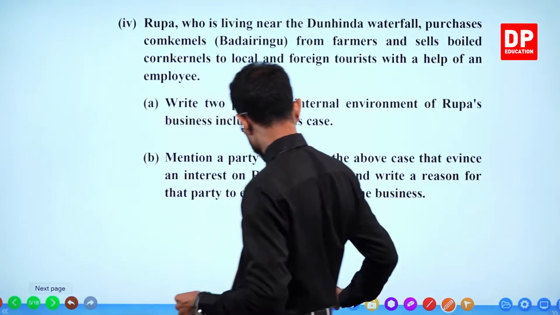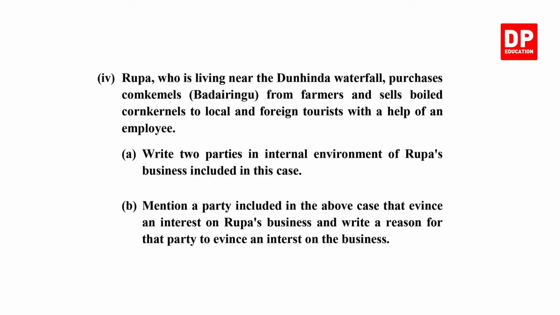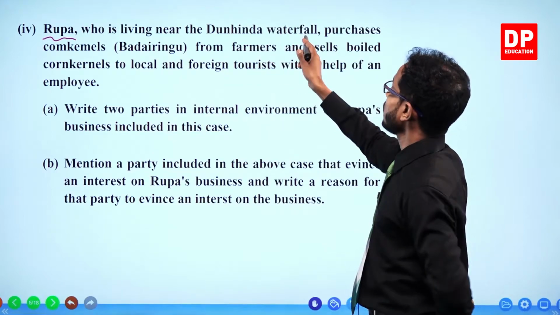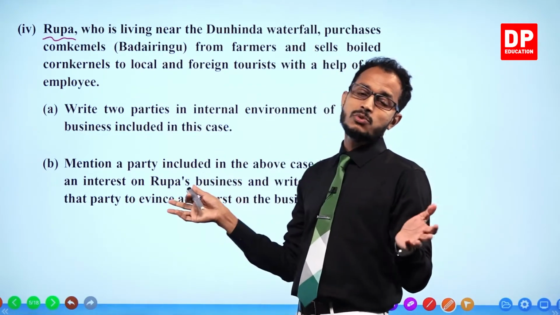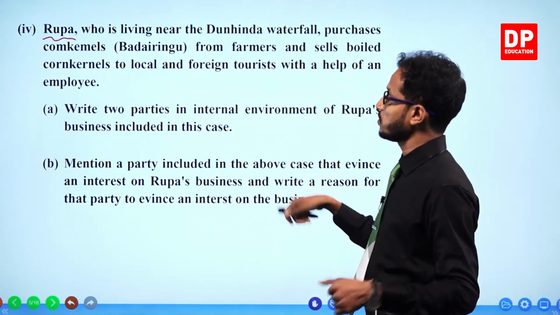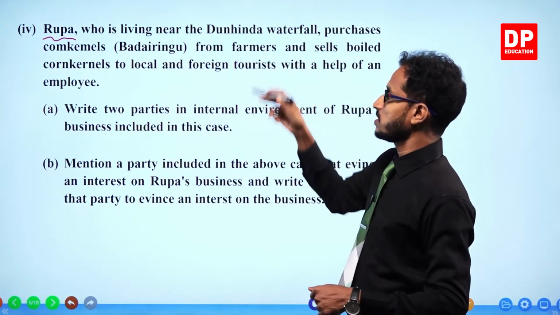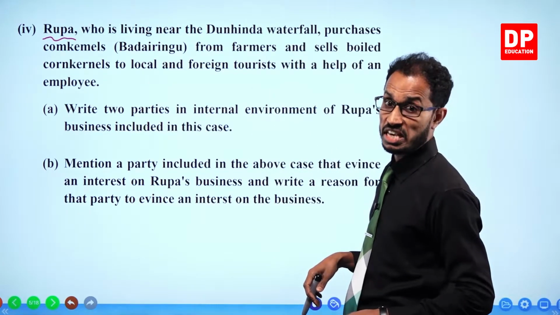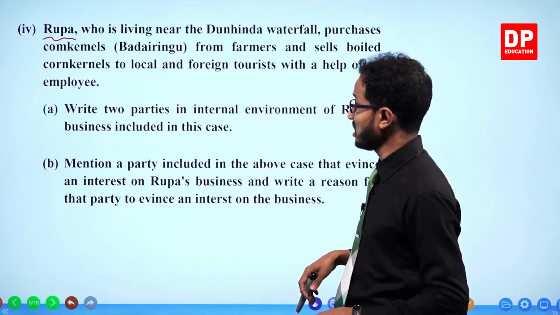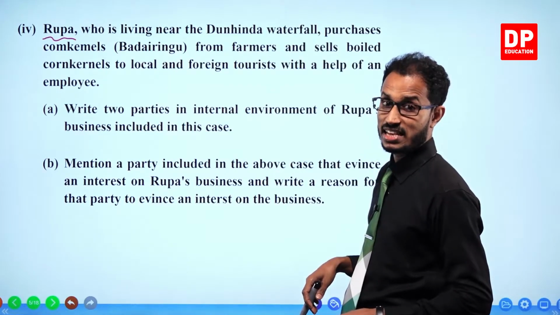Fourth part. Rupa. Only Rupa. Rupa, who is living near the Dunhida waterfall. What a beautiful place, Dunhida. She's living near the Dunhida waterfall. Lucky person, huh?